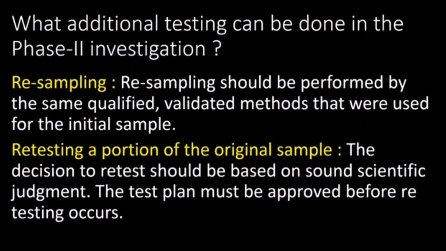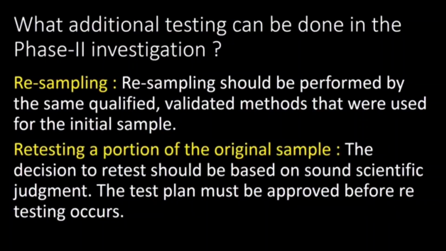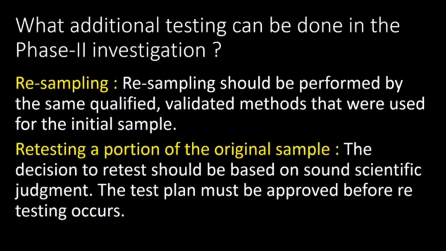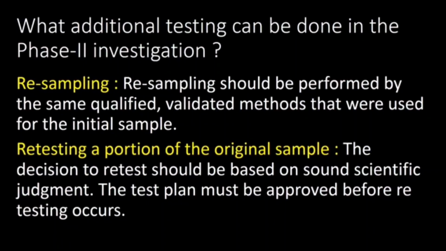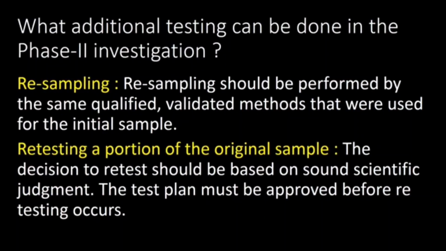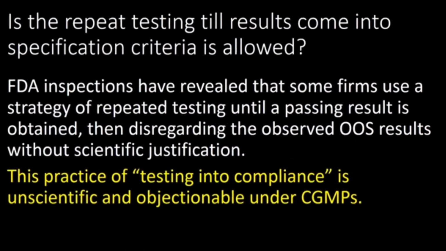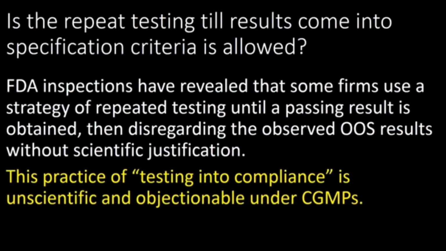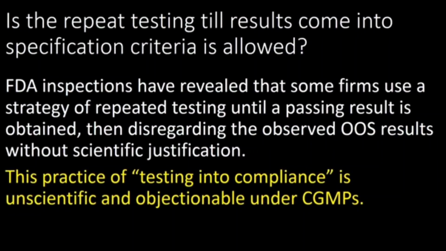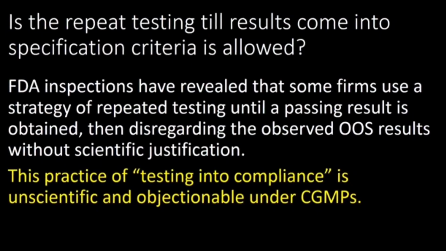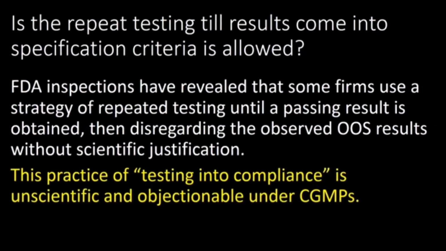What additional testing can be done in the phase 2 investigation? In phase 2 investigation, we can do resampling. That is, resampling should be performed by the same qualified and validated methods that were used for the initial sample. Additionally, we can do retesting of a portion of the original sample. The decision to retest should be based on sound scientific judgment and the test plan must be approved before retesting occurs.